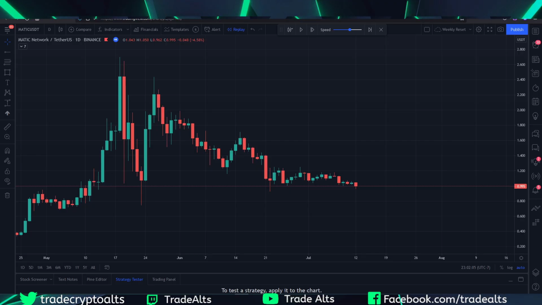Here is Matic USDT on the 1-day time frame. This is the same chart. I deleted the boxes, the support resistance zones that you saw a couple of slides ago, because I want to show you exactly how I pulled them, why I pulled them that way, where I figured out that this is a really good support or resistance zone, and how you would trade it. So again, this is Matic. Insane price action.